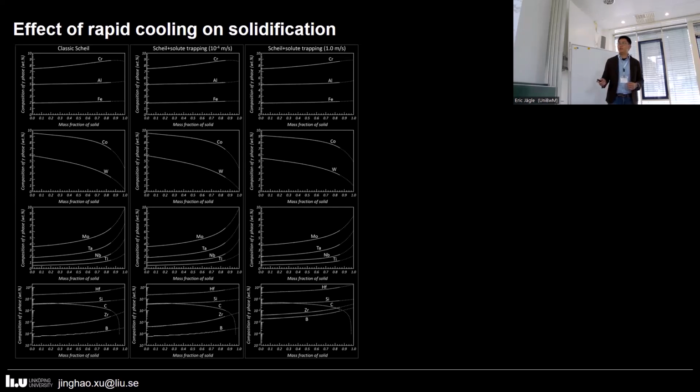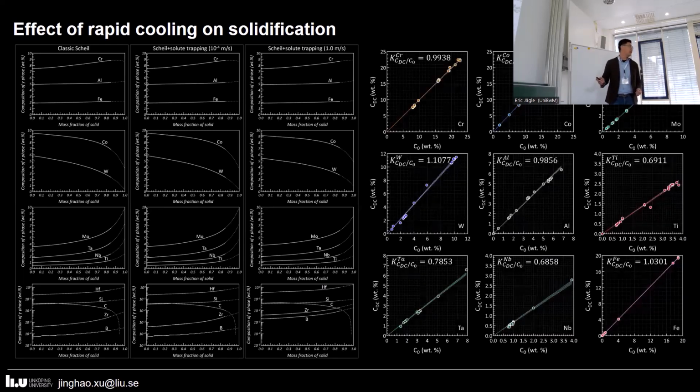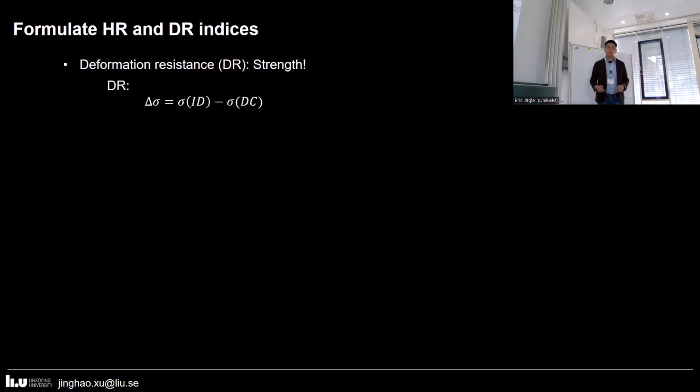I have 70% of DC. I integrate this region and consider it as the composition for DC. Then I put this CDC as a function of the nominal composition for each element and did a simple linear regression, giving me a so-called partitioning coefficient in this case. The only reason is that this K value can quickly separate the DC and ID values in this way. And of course, there are some other formulations of the HR and DR indices.